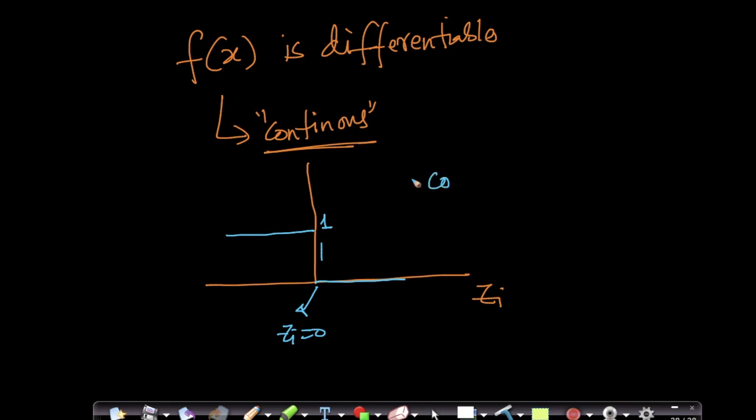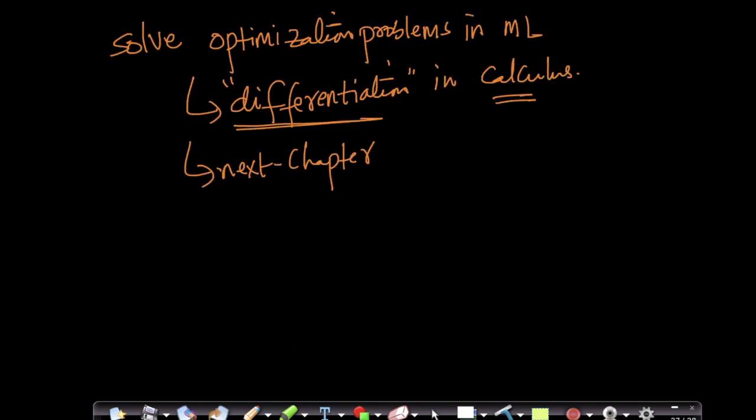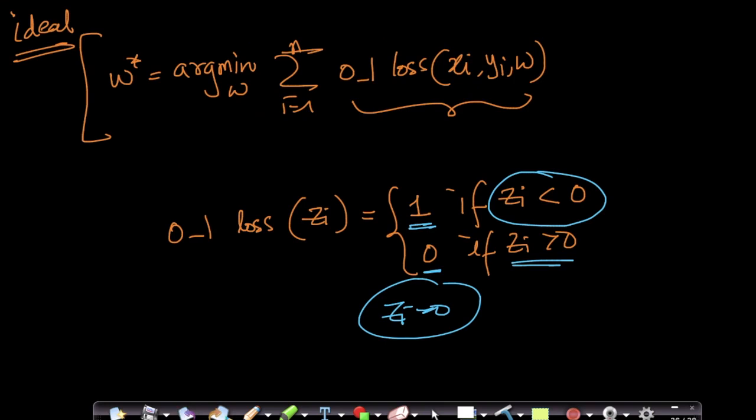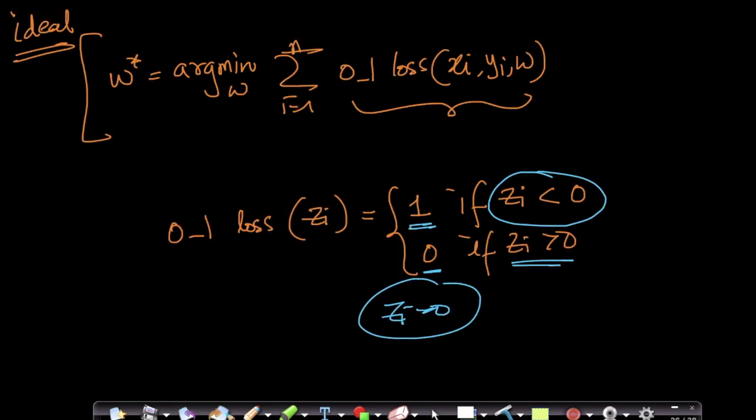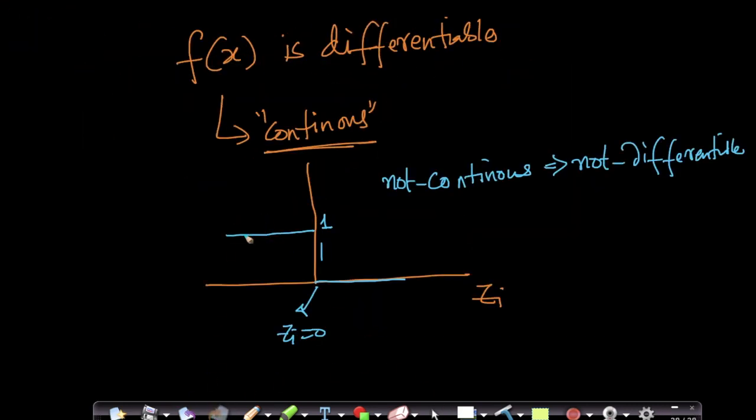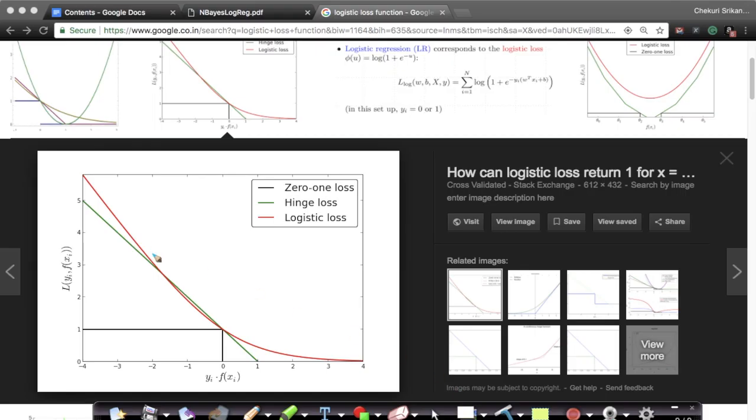And functions which are not continuous are not differentiable. Not continuous implies not differentiable, right? So the 0-1 loss function, even though it is ideal, you can't differentiate it. And since you can't differentiate it, you can't solve the optimization problems in machine learning using the 0-1 loss function. So people said, since we can't differentiate the 0-1 loss function, let's try to approximate it. In a lot of optimization and mathematics, if you can't solve a problem, approximate it. Why not? One such approximation is called the logistic loss.